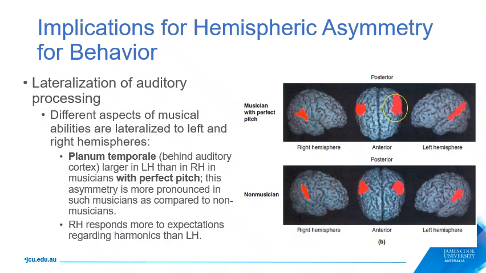We now look at the lateralization of auditory processing. Different aspects of musical abilities are lateralized to the left and right hemispheres, respectively. The planum temporale behind our auditory cortex is usually larger in the left hemisphere than in the right hemisphere in musicians with perfect pitch, and this asymmetry is more pronounced in such musicians as compared to non-musicians. By contrast, our right hemisphere responds more to expectations regarding harmonics than our left hemisphere.